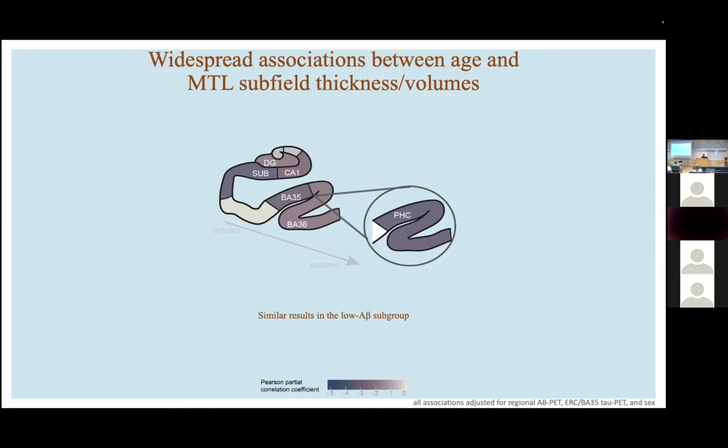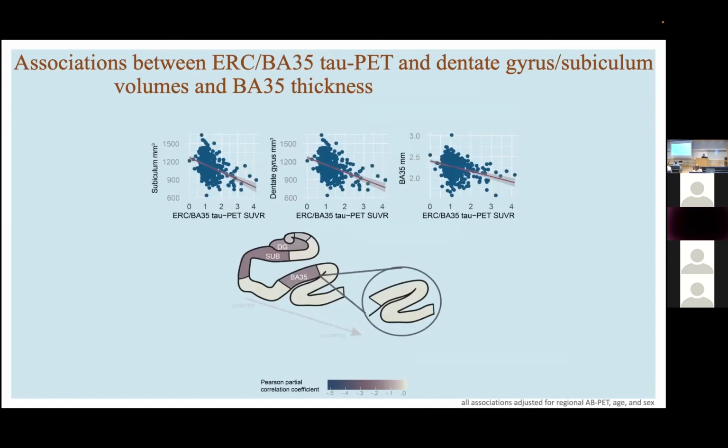But then we continue to look at the association between the MTL subfields and actual tau PET signal in this earliest tau region, ERC BA35. And we do see that this early tau PET is associated with subiculum, dentate gyrus volume, and BA35 thickness. And additionally, we see that these associations are amyloid independent.